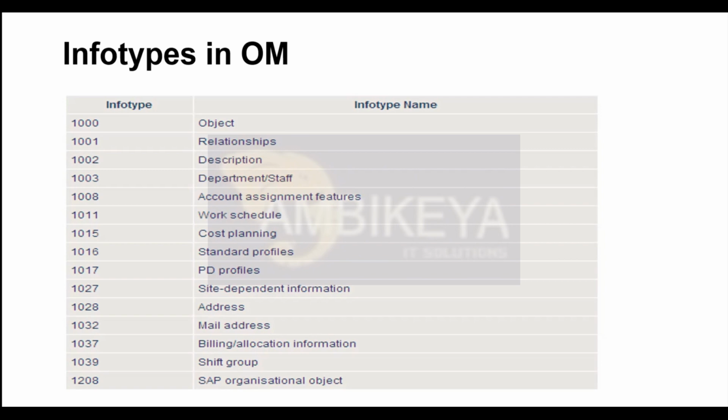1016 is standard profiles. 1017 is PT profiles. 1027 is site dependent information. 1028 is addresses. 1032 is mail address. 1037 is billing and allocation information. 1039 is shift group, and 1208 is SAP organization object. In this, only 1000, 1001, 1002, 1003, 1008, 1011, and 1028 are the important ones. If you see in the 1000 info type, a person will go to all the info types.